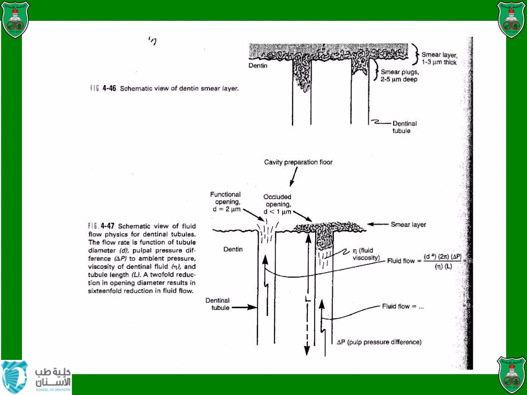So what does this mean? This means that the fluid flow in the deep dentine, we have in the deep dentine large diameter. So the diameter is large, and the fluid flow will be proportionally higher in deeper dentine than superficial dentine. So when we have a very deep cavity, the diameter of the dentinal tubules is large, so the fluid flow will be higher in deeper dentine.